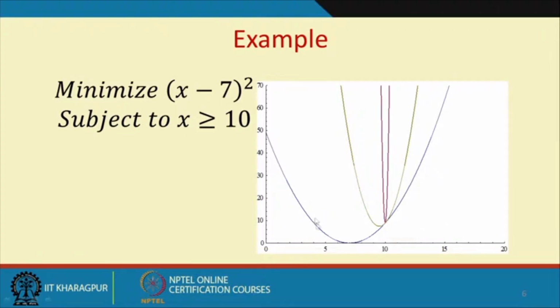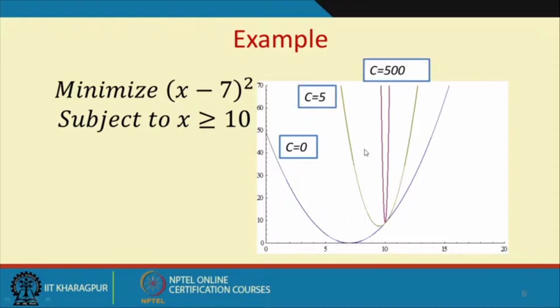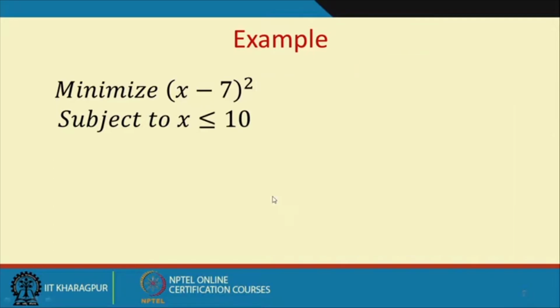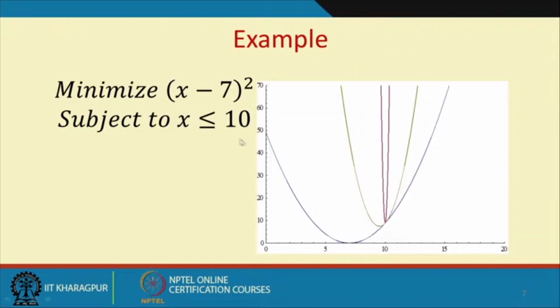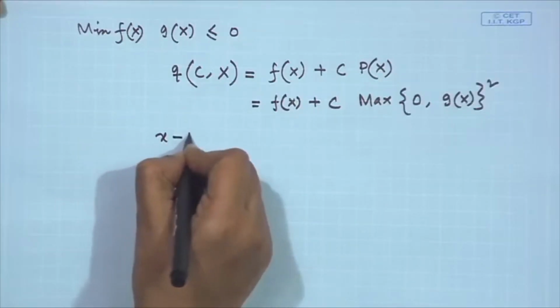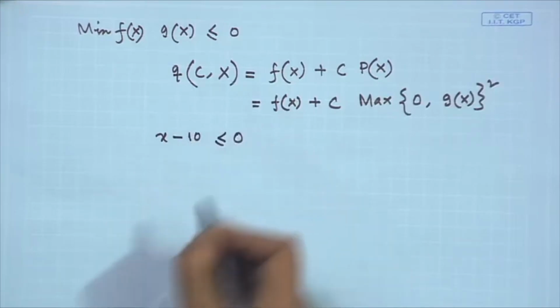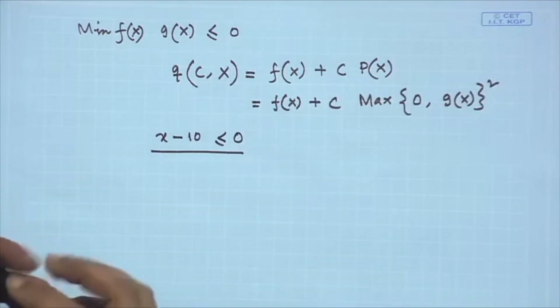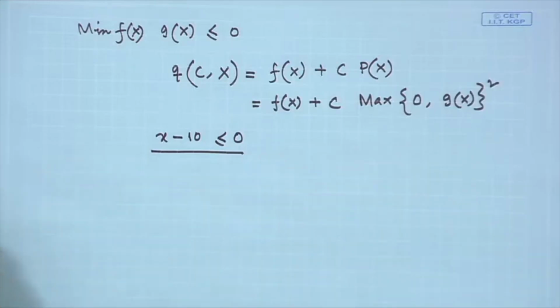Now, let us consider this problem. Instead of considering x greater than or equal to 10, these are the values I have considered. Now, if I consider the problem in a different way, x less than or equal to 10 instead of x greater than or equal to 10, here my g(x) should be x minus 10 less than or equal to 0. If I approach it in this way, what could be the solution? You can find it out.